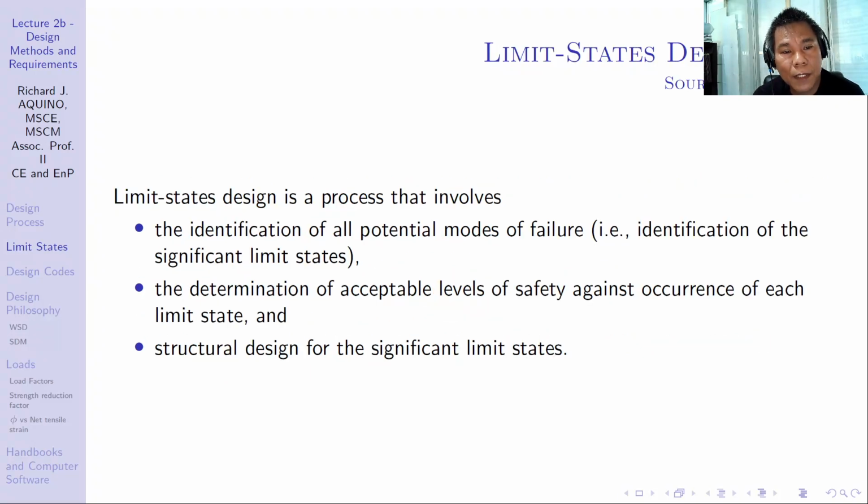Limit states design is a process that involves the identification of all potential modes of failure. That is, identification of the significant limit states. It can be strength limit states, serviceability limit states, or special limit states. Then the determination of acceptable levels of safety against the occurrence of each limit state, and structural design for the significant limit states.